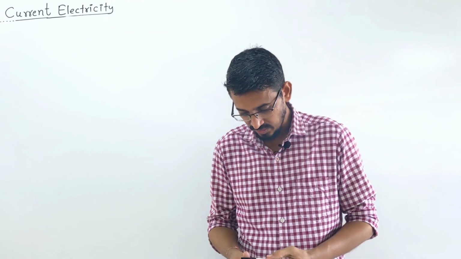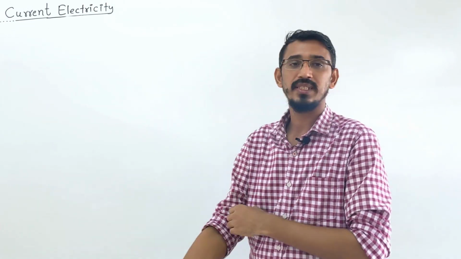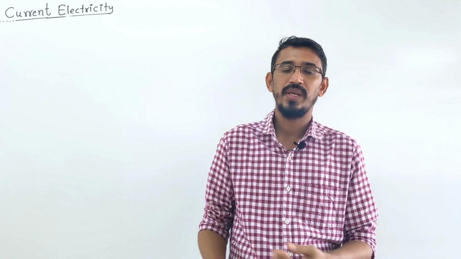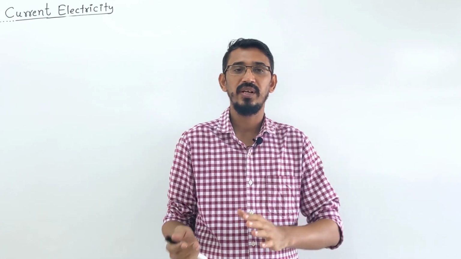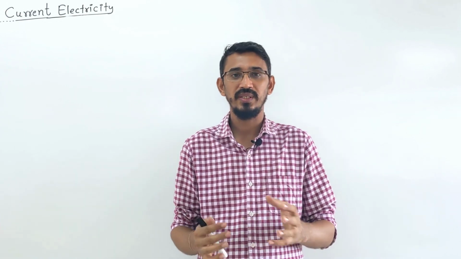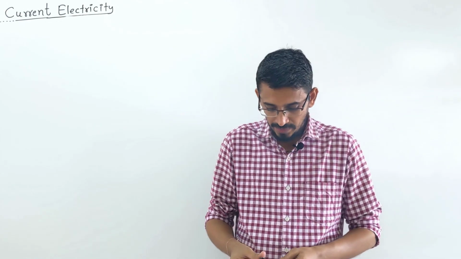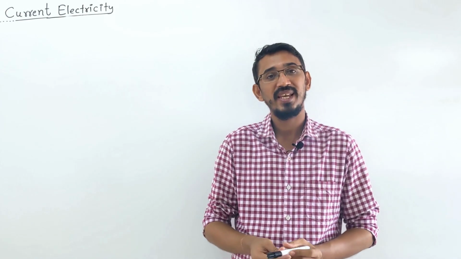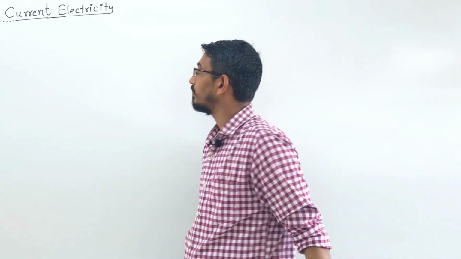Welcome back, students. So this is the fifth lecture on current electricity. So far we have covered the basics of current, drift velocity, then we have learned about combination of resistances, right? Then we have learned Kirchhoff's law. So in this lecture we will be learning about cell and the combination of the cells, okay?